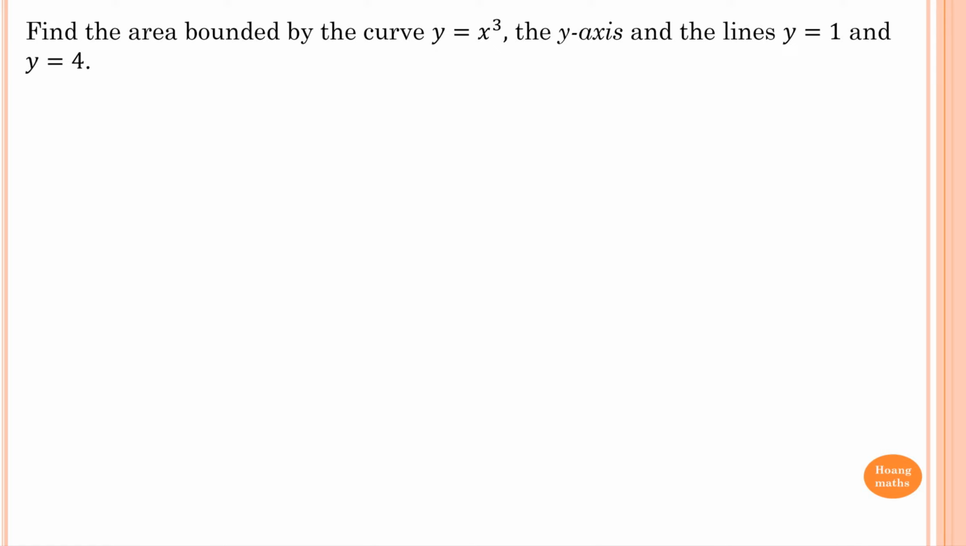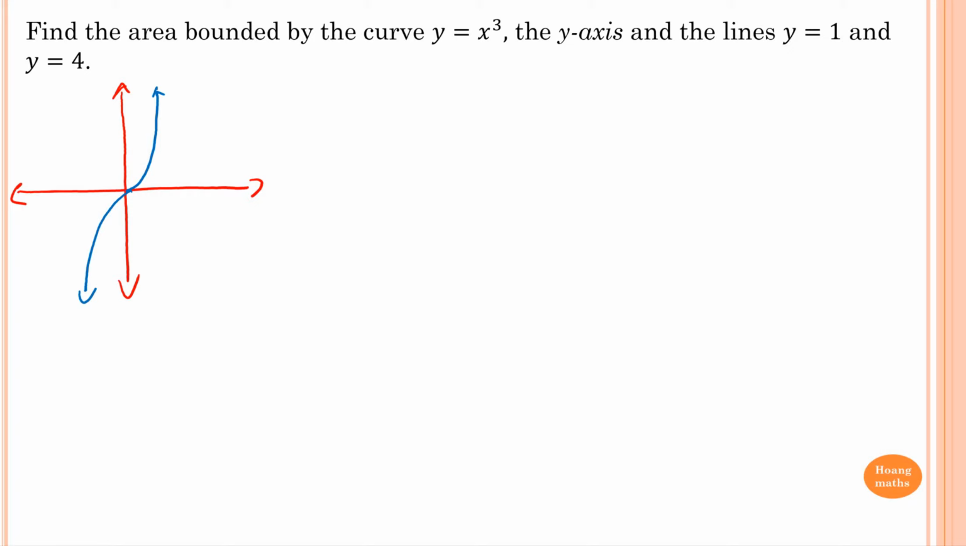Find the area bounded by the curve y equals x power 3, the y-axis, and the lines y equals 1 and y equals 4. So first of all, we just get the graph first. So y equals x power 3, the graph will look like this. This way and that way, y equals x power 3.